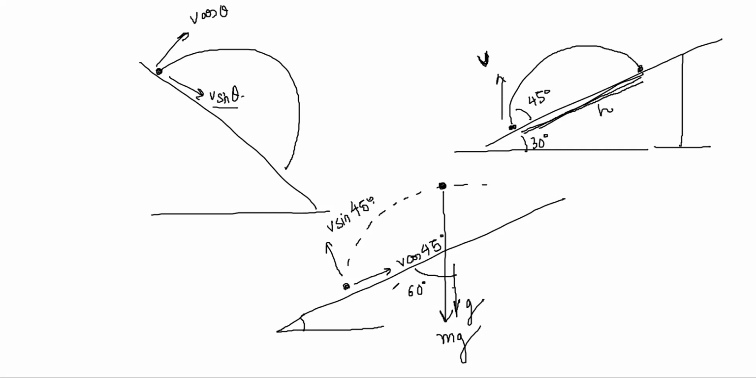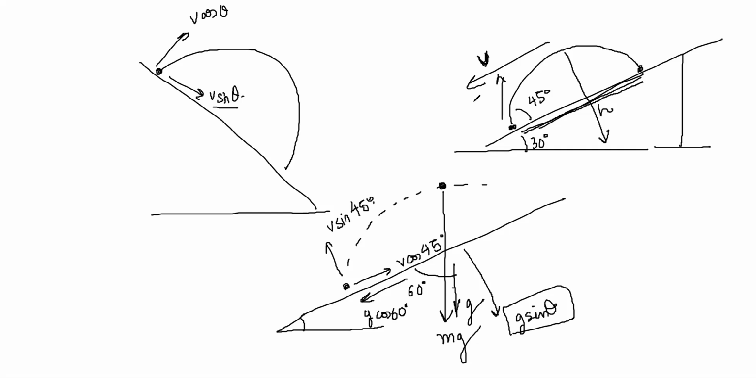So g has two components. One is along the incline like this, g cos 60, and one is g sine 60 like this, perpendicular to the incline, right? So there is one component like this and one component like this for the gravity force. Now this is the same question as a typical normal projectile motion.